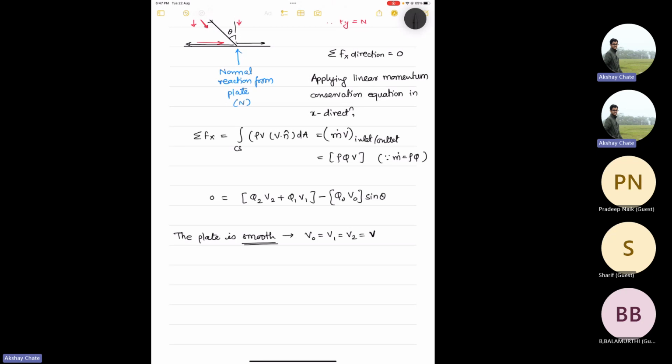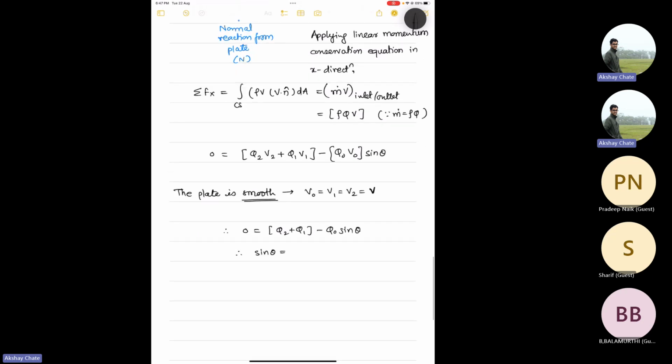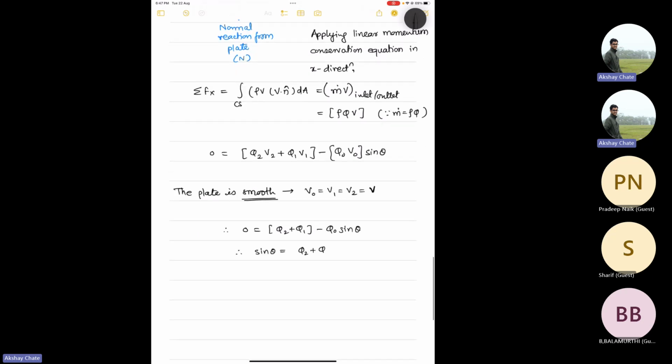Since the plate is smooth, V1, V0, V2 are V, and therefore they get cancelled from both sides. Therefore we have Q2 plus Q1 minus Q0 into sine theta. Therefore sine theta, if you rearrange the terms, becomes Q2 plus Q1.